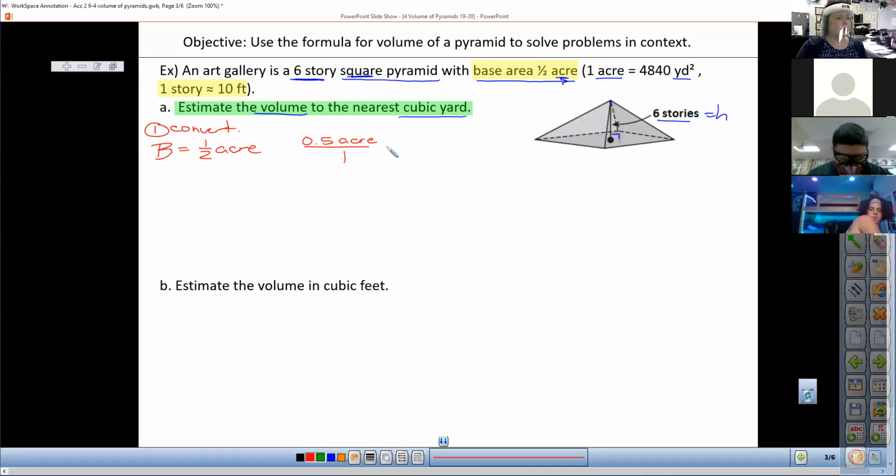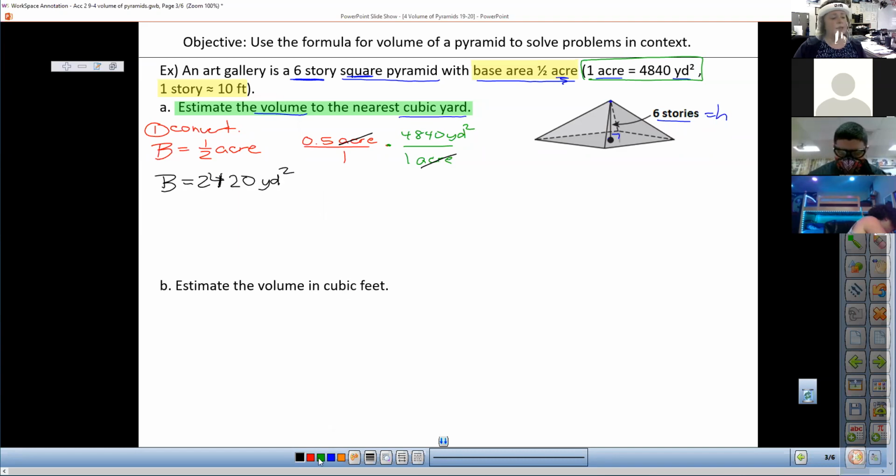And now we're going to multiply it times our conversion ratio. And we want to change it out of acres. So here's our conversion ratio. So we want to get rid of acres. So our 1 acre goes in our denominator, and our 4,840 square yards goes in our numerator. So our acres cancel. And now we're going to take our 1/2 times our 4,840, and that is going to give us a capital B now. That is 2,420 square yards.